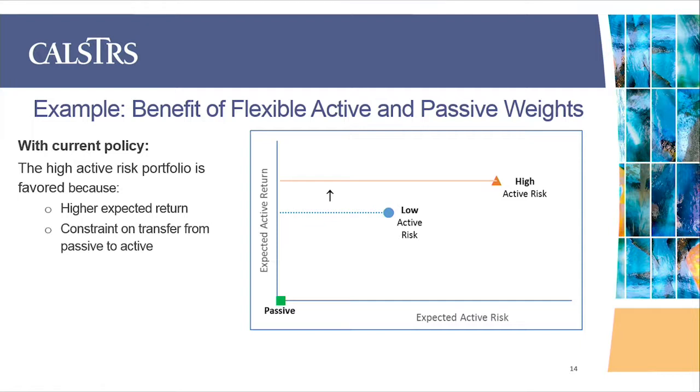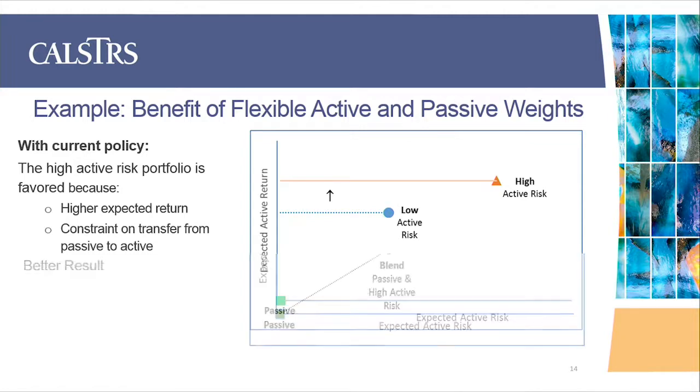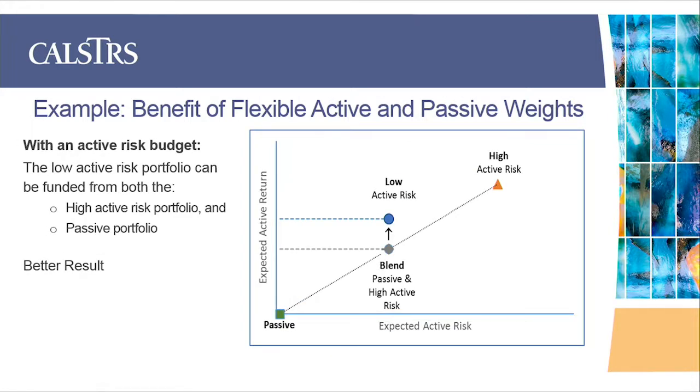In this case, we would decide to invest the active portion in the high active risk portfolio because it has a higher expected return and because of the policy constraint. So the passive portfolio and the high active risk portfolio combined give the average return and risk shown by the blend in the middle.